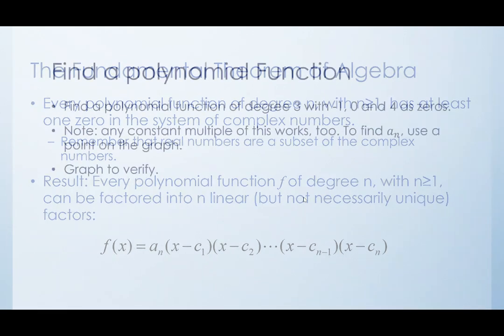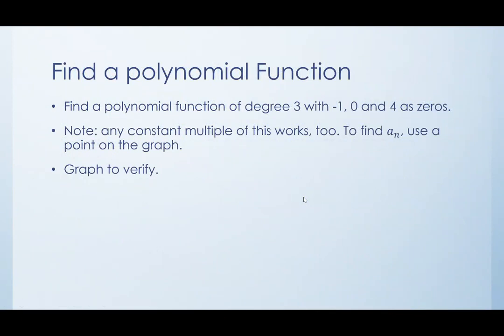Okay, so we can use this to back things out the other direction. If I say, find a polynomial function of degree 3 with -1, 0, and 4 as zeros, of course we can write our function. We can say x minus -1, x minus 0, so I'm just going to write x, and x minus 4. And that is a polynomial function of degree 3, if we were to multiply it out, that has the 3 zeros that were specified.